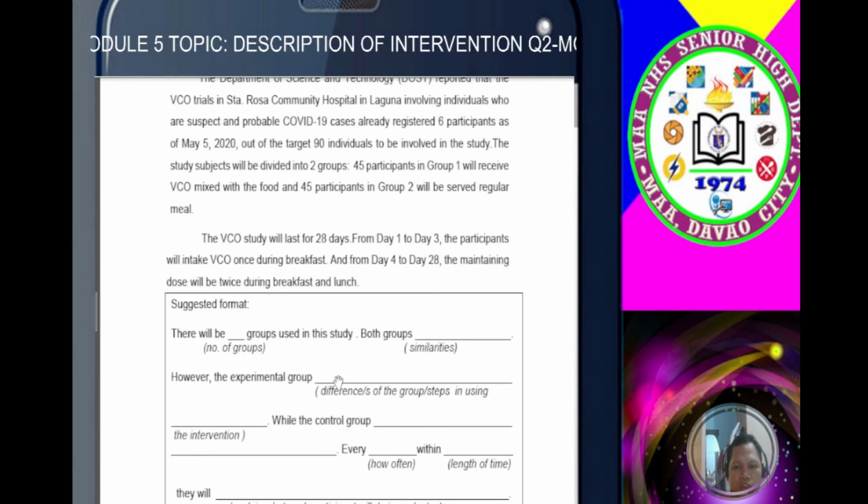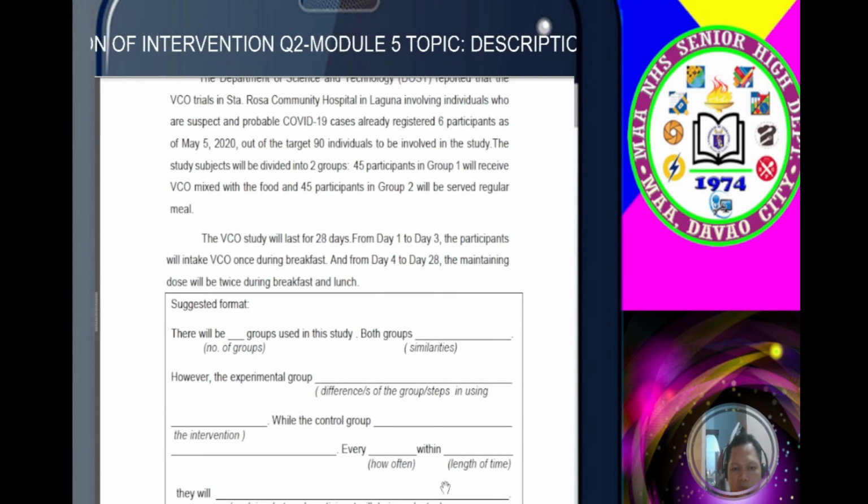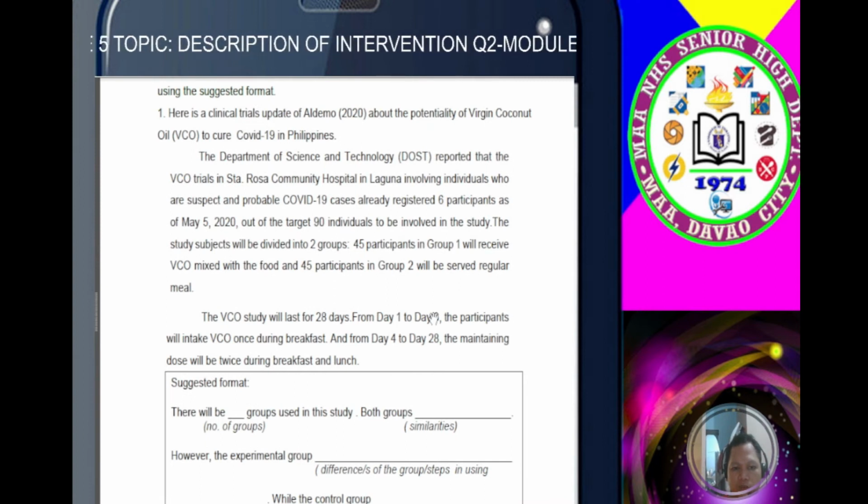So I want you to make your own detailed intervention here. Given this situation, you supply the missing data: the number of groups, the similarities of the groups, the difference, the intervention, the duration or length of time, then explain what to do in each group. Okay, so you have your situation. You answer now.